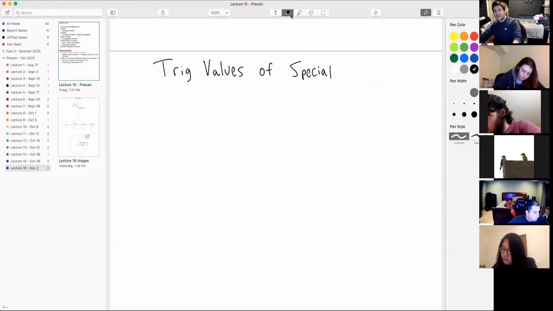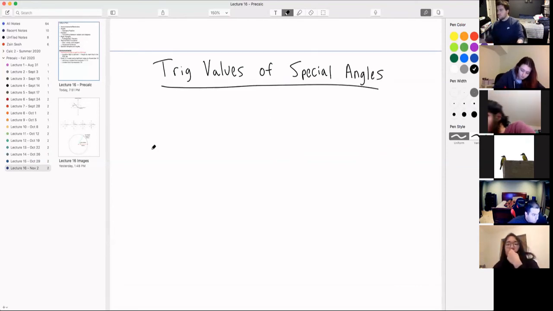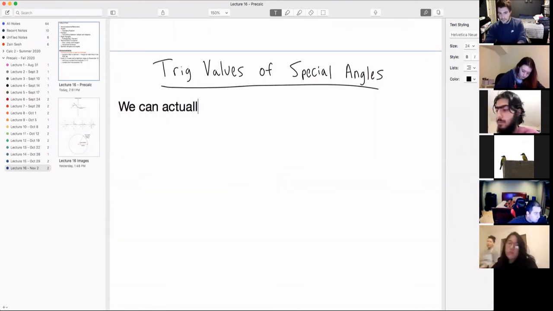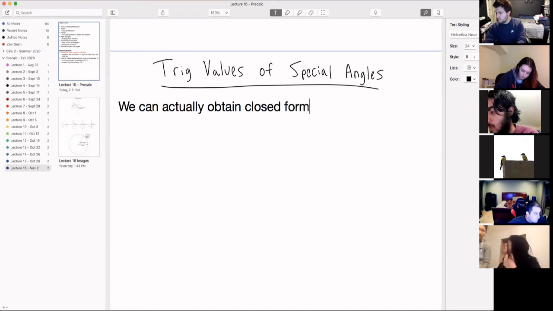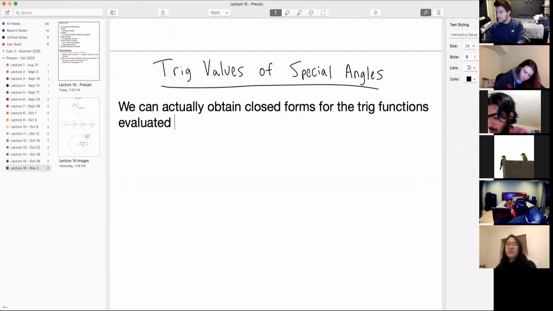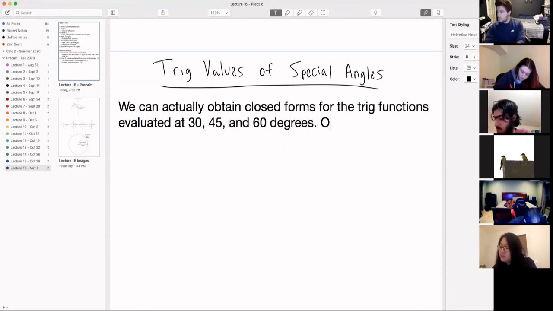Trig values of special angles. Okay, so I'm just going to type very quickly. So we can actually obtain closed forms for the trig functions evaluated at 30, 45, and 60 degrees, or in radians at pi over 6.